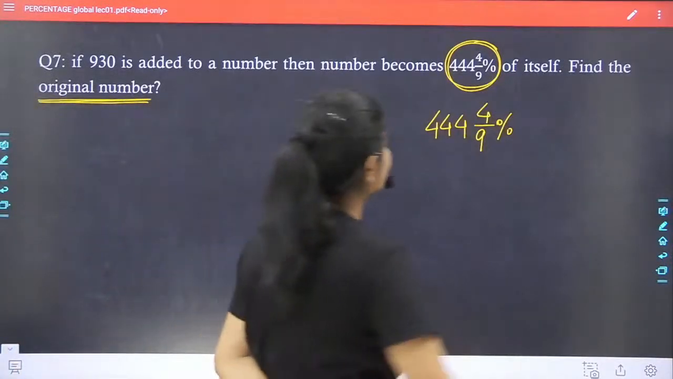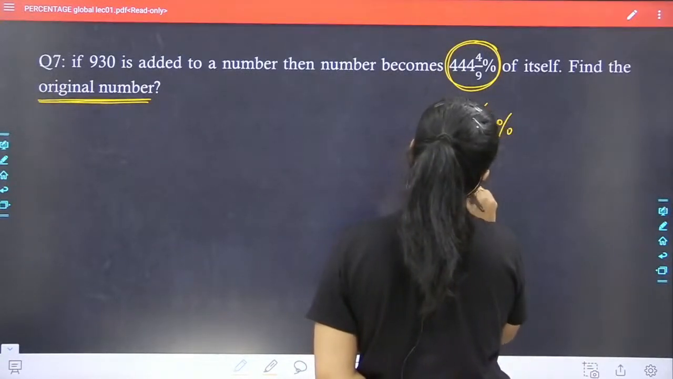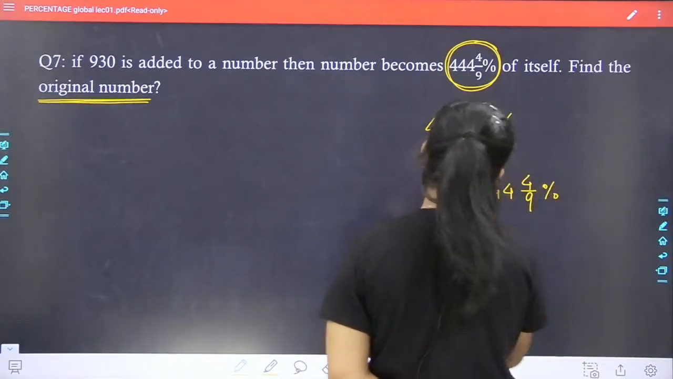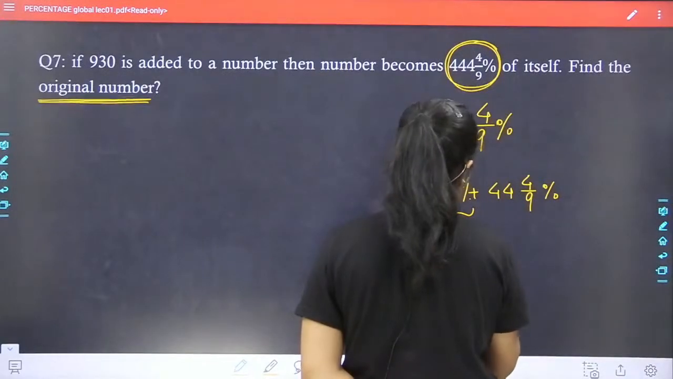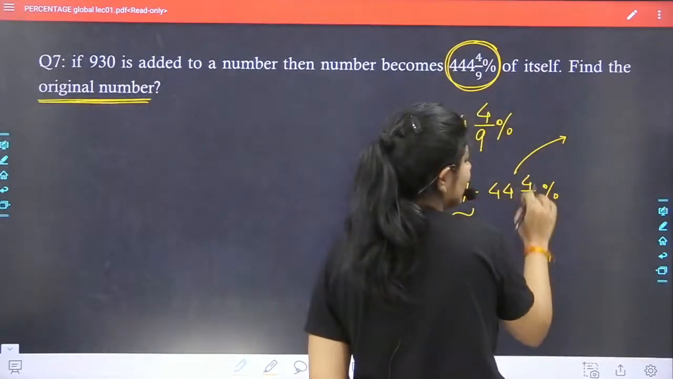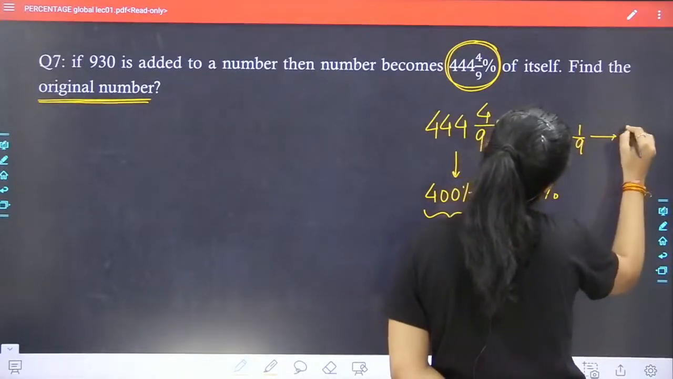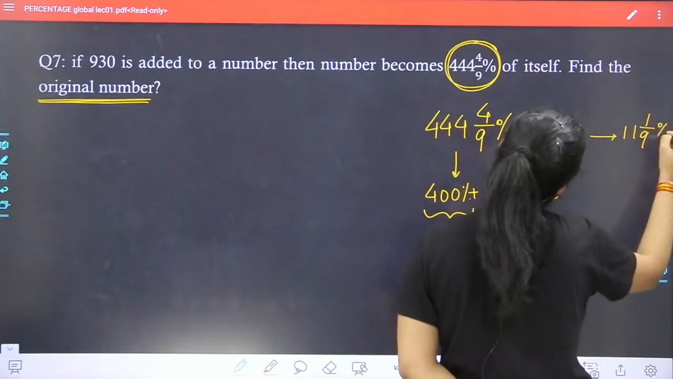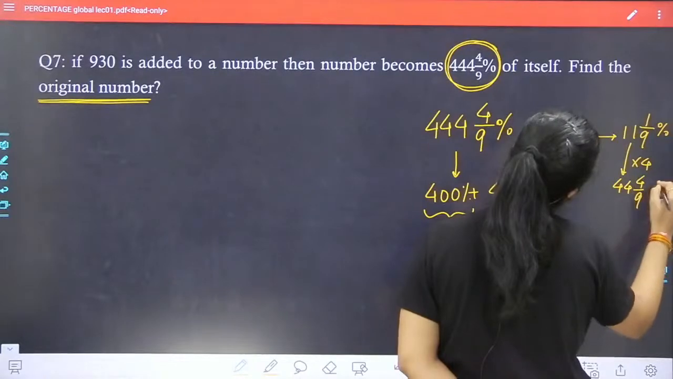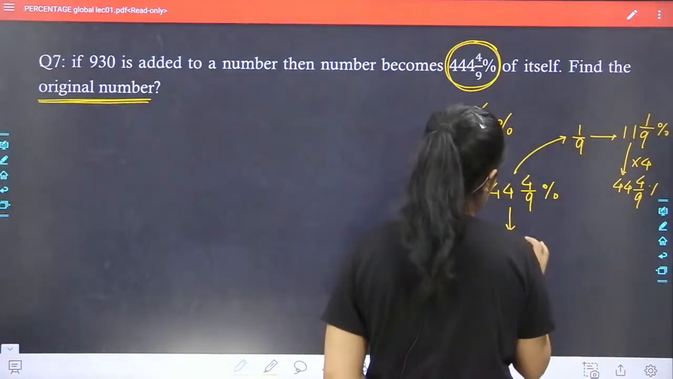Very good. Okay, we can break it as 400% plus 44 4 by 9%. We can write 400% as 4, and 44 4 by 9%. When I see 9 in the denominator, I'll just recall my 1 by 9, that is equal to 11 1 by 9%. If I multiply this term by 4, I'll get 44 4 by 9%.